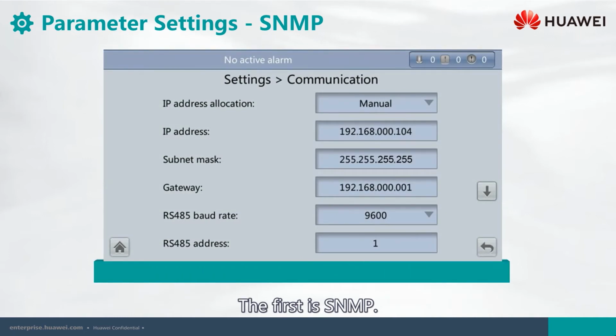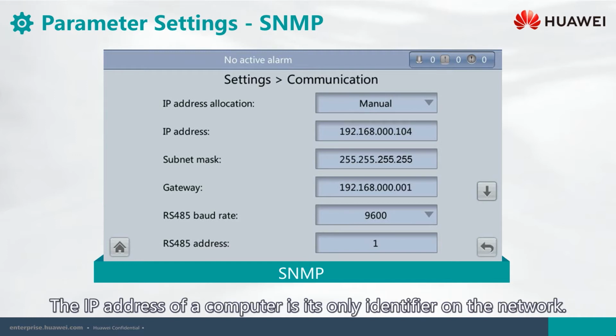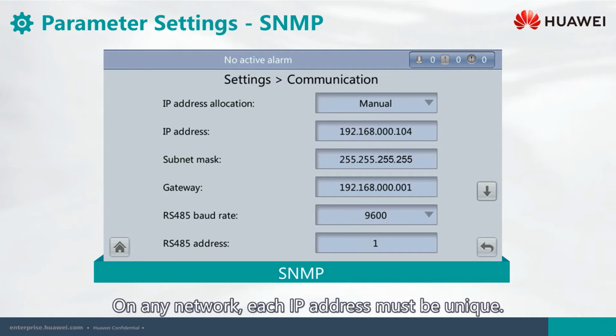The first is SNMP. It has some important parameters such as IP address, subnet mask, and gateway. The IP address of a computer is its only identifier on the network. On any network, each IP address must be unique.